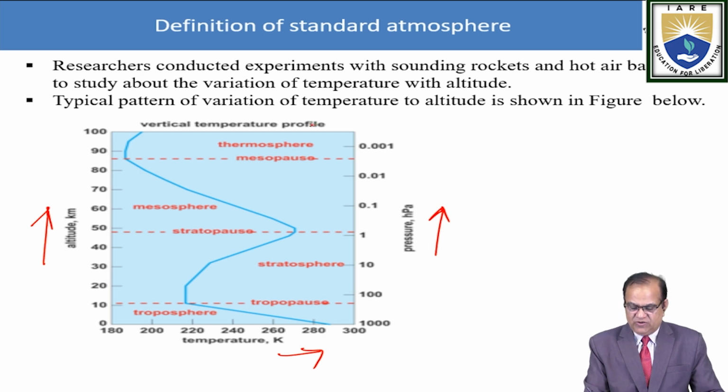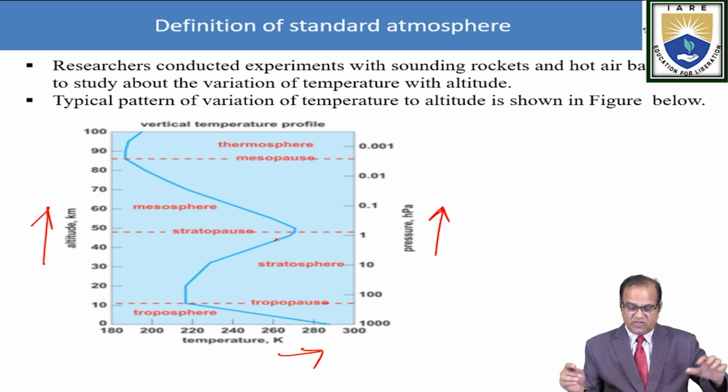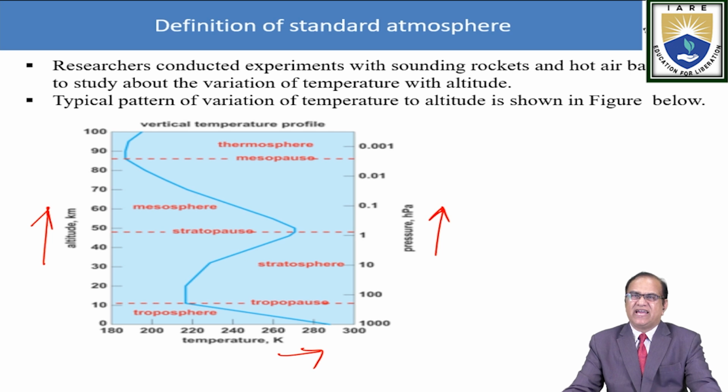The line which separates the two layers, the troposphere from the stratosphere, is known as the tropopause. From the stratosphere to the mesosphere is known as the stratopause. From the mesosphere to the thermosphere, it is called the mesopause. So this pause means it is ending. This layer is ending here, this layer is ending here, and this layer is ending here. It is very important to understand this diagram.